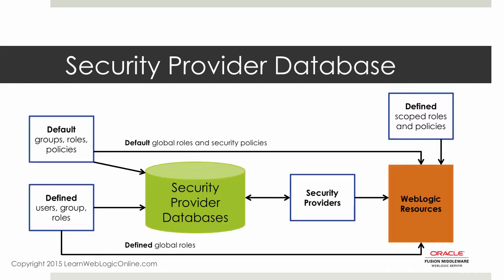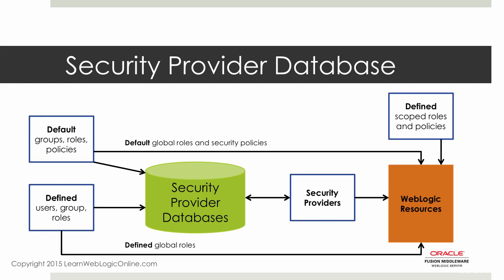So in WebLogic, there's a security provider database. The database contains the users, groups, security roles, and policies and credentials used by some of the security providers. So for example, an authorization provider requires information about security policies, and an authentication provider requires information about users and groups. So the security provider needs this information to be able to function properly, and it gets this information from the security database.